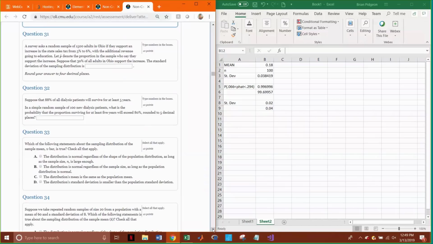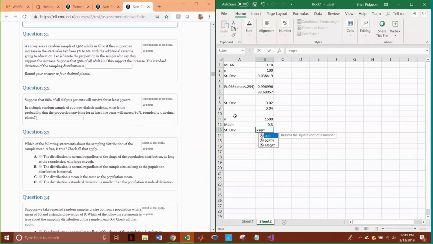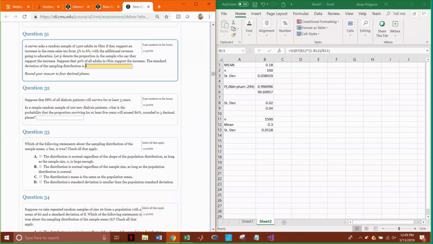All right, a survey asked a random sample of 1,500 adults in Ohio, so that's our sample size. n is 1,500. Let p hat denote the proportion in the sample who say they support the increase, but we also know that the population parameter is 0.30, so we're going to call that the mean. And we just want to know what's the standard deviation. Well, the standard deviation is the square root of p times 1 minus p divided by n. Round to 4 decimal places: 0.0118.